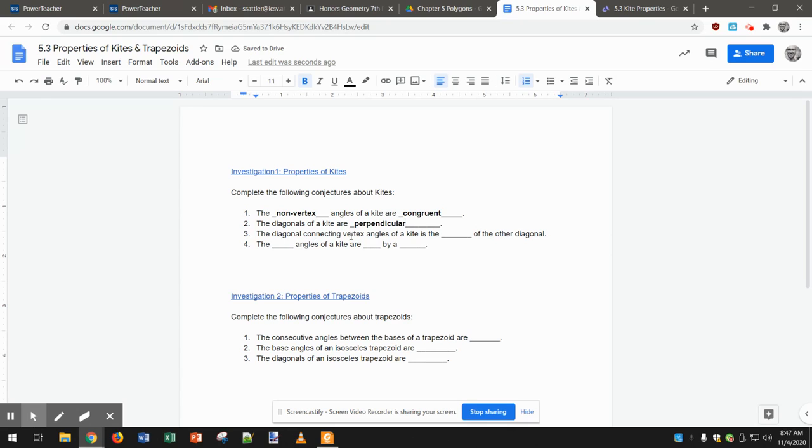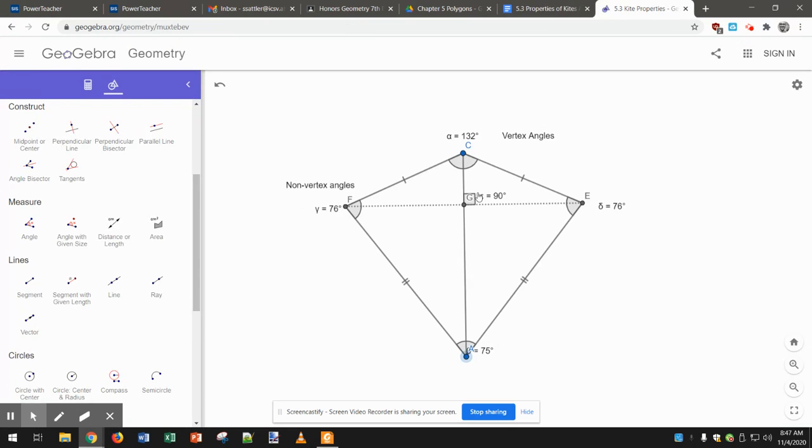The diagonal connecting vertex angles of a kite is the blank of the other diagonal. So that's getting at the fact that, notice this segment FG looks to be about the same as GE. So we could measure FG and GE. Those are always going to be the same. So we're saying that this diagonal bisects the other diagonal. It cuts it in half.